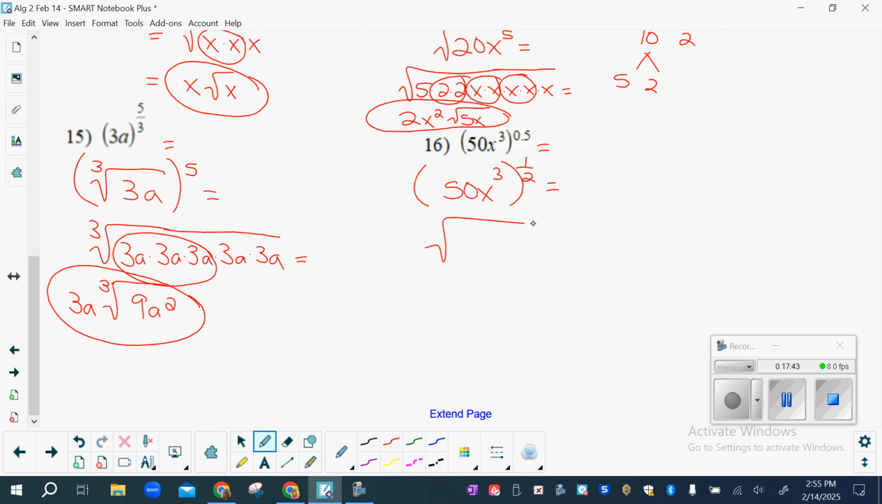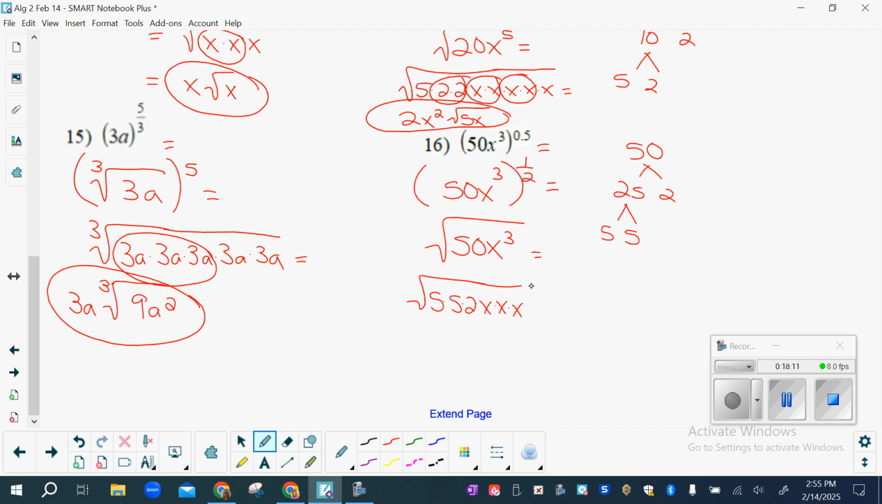So the easiest way, I think, to do this one is the square root of 50x to the 3rd. So we want to do what to simplify that? Yeah, factor tree. 25 and 2. 5 and 5. 5 times 5 times 2. And then 1, 2, 3 x's.